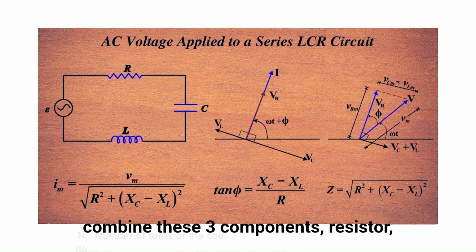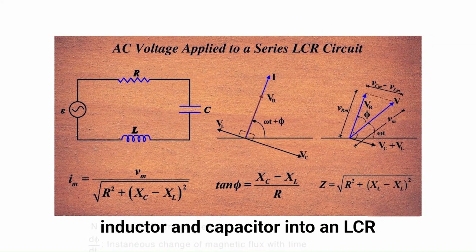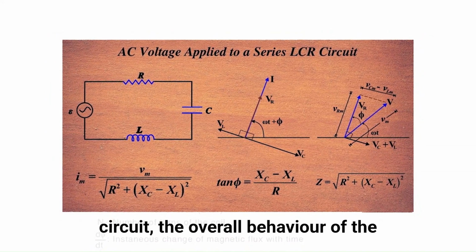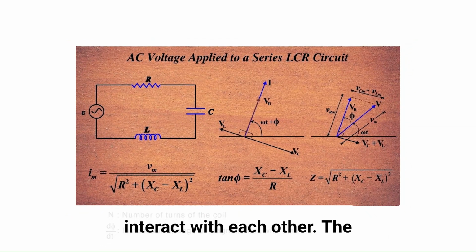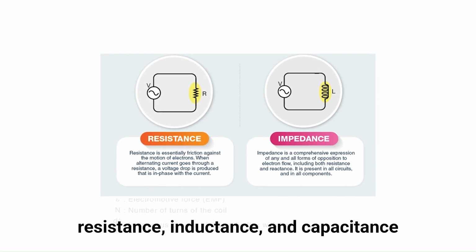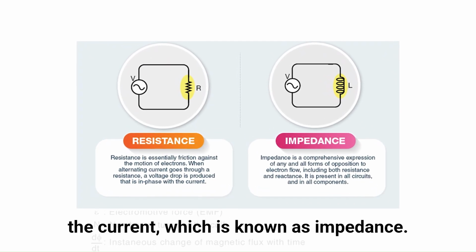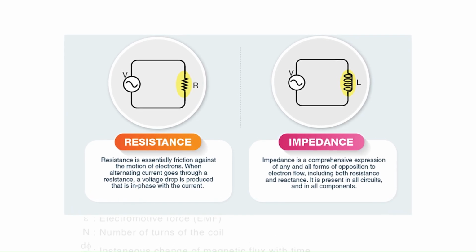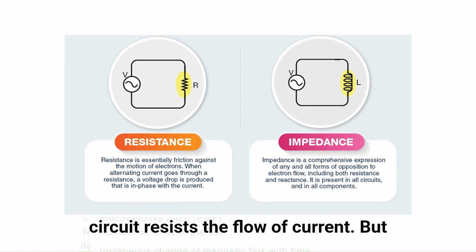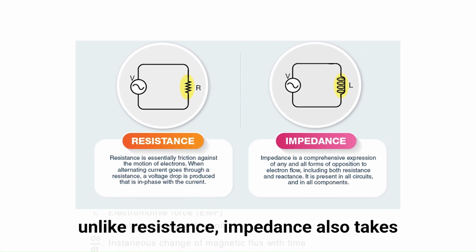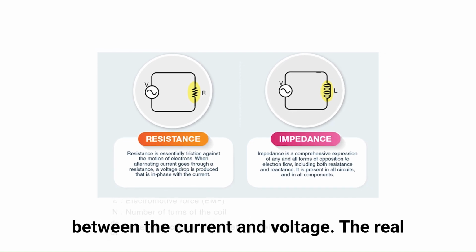Now, when we combine these three components, resistor, inductor, and capacitor, into an LCR circuit, the overall behavior of the circuit depends on how these components interact with each other. The resistance, inductance, and capacitance create different types of opposition to the current, which is known as impedance. Impedance is a measure of how much the circuit resists the flow of current, but unlike resistance, impedance also takes into account the phase differences between the current and voltage.